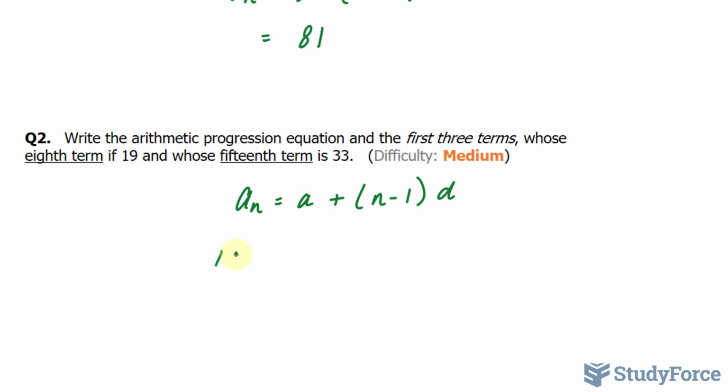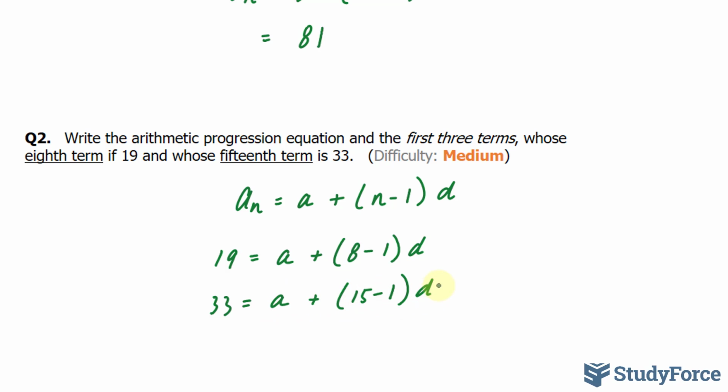So I have 19 is equal to a plus the 8th term, 8 minus 1d, and another equation where I have 33 is equal to a plus 15 minus 1d. Now remember, we're looking for two things here. We're looking to write an arithmetic progression equation and the first three terms. These two equations, I'll label this one 1 and this one 2, look like linear equations.